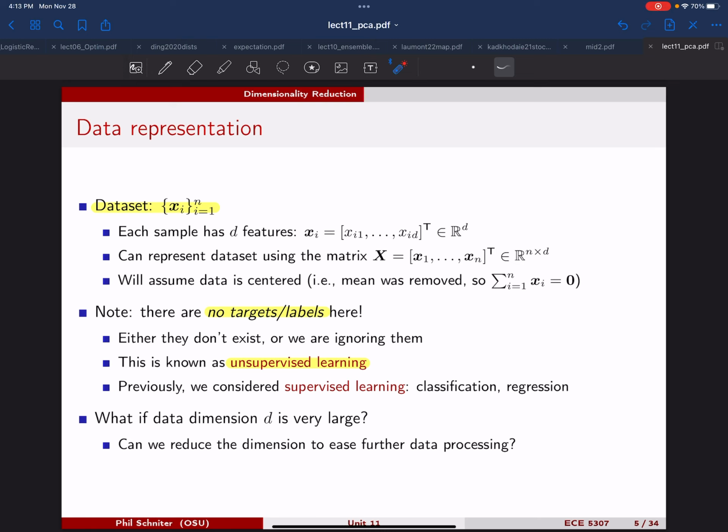One other thing we can do, just like always, is stack our samples into the rows of a matrix X. This is the same way we've constructed X before. So now our data set is represented by a single matrix. One thing to note in this unit, for simplicity, we will assume that our data has been centered. In other words, the mean has been removed, so that if you sum all of our samples, you get 0, or you could say the sample mean is 0. That's something easy to do. We can do that with any data set, and we'll just assume that's been done.